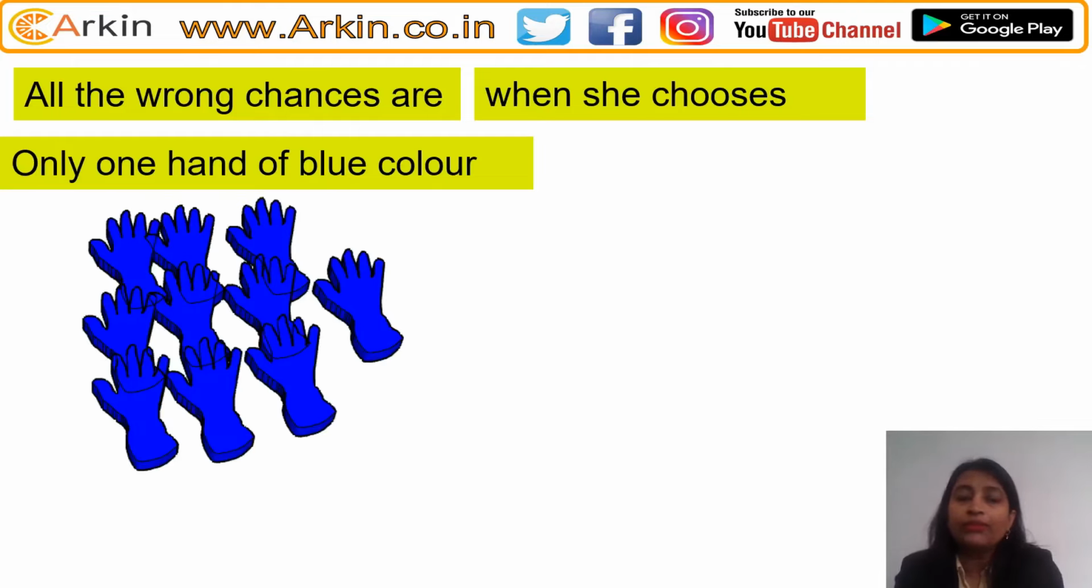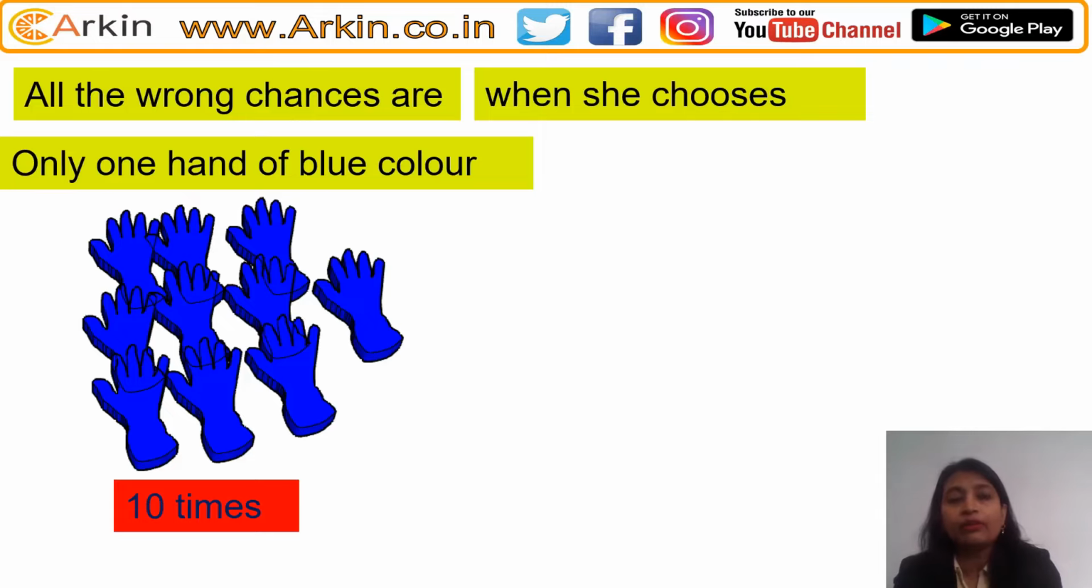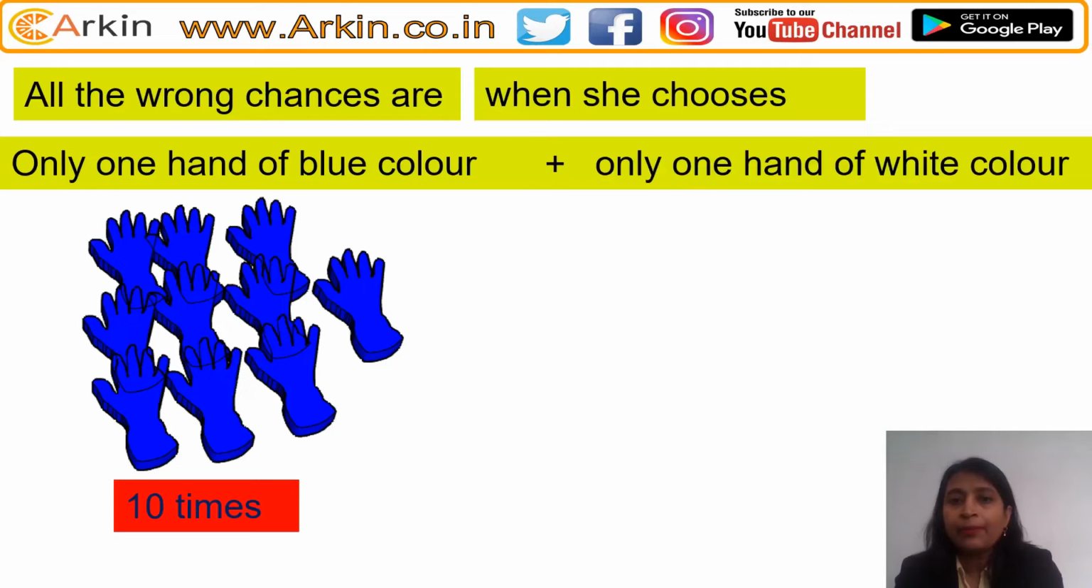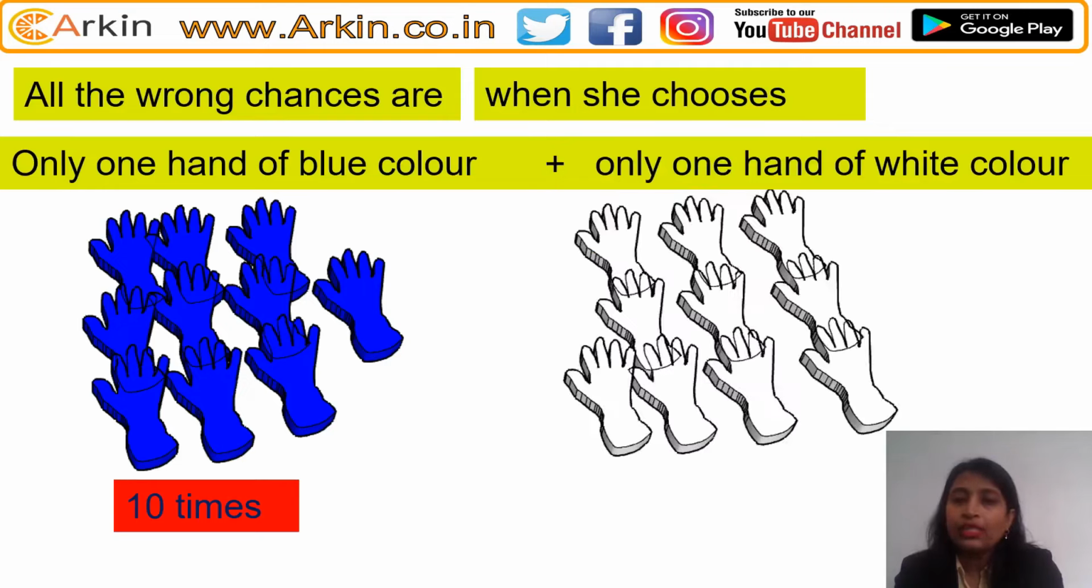Or she's getting only the right hand of white color. So if she gets one hand of blue color only, how many is that? It is 10, because there are 10 pairs. So there are 10 blue gloves of one hand, and then she gets only white gloves, again only of one hand. These are the worst possible cases. Suppose in between she gets one blue or one white of the other hand, she will get a pair. But the maximum worst, unlucky thing could be that she keeps getting only one hand.